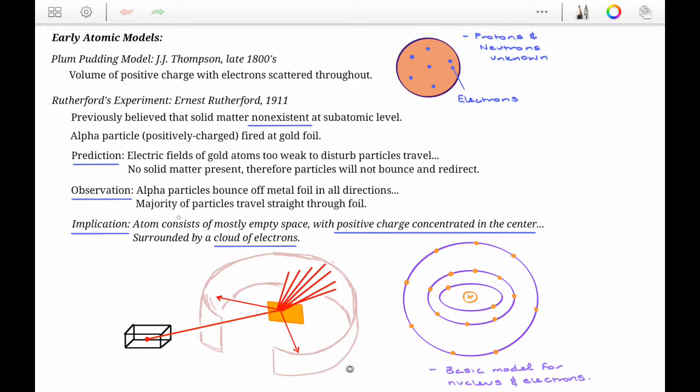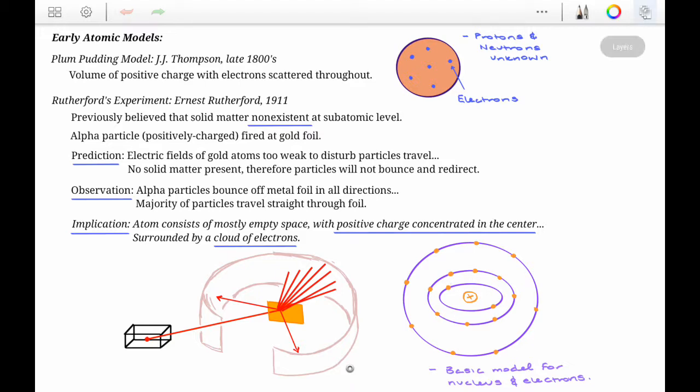And so what they concluded was that the atom must contain a large concentration of positive charge at the center, and when the positively charged particle interacted directly with this positively charged nucleus, as they termed it, then they were going to backscatter. And so this is what we see here from these red lines. And then obviously, since a majority of these particles did travel straight through, they proposed that the atomic model mostly consisted of empty space.